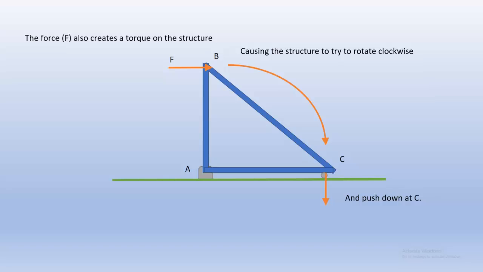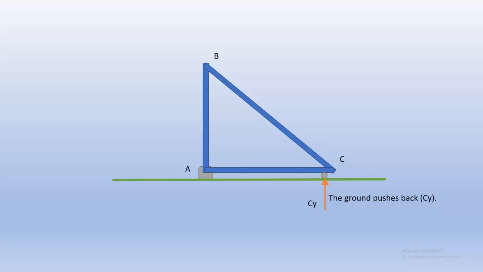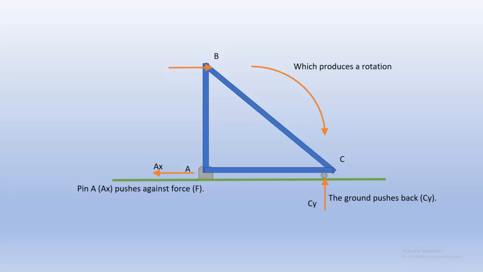Both of those methods of looking at it, either causing a torque or just seeing the diagonal force, will produce the same downward force at C, and of course Cy is going to push back up with the same amount of force. Okay, so now let's also take a look at here. Have a horizontal force F trying to move the entire structure to the right.